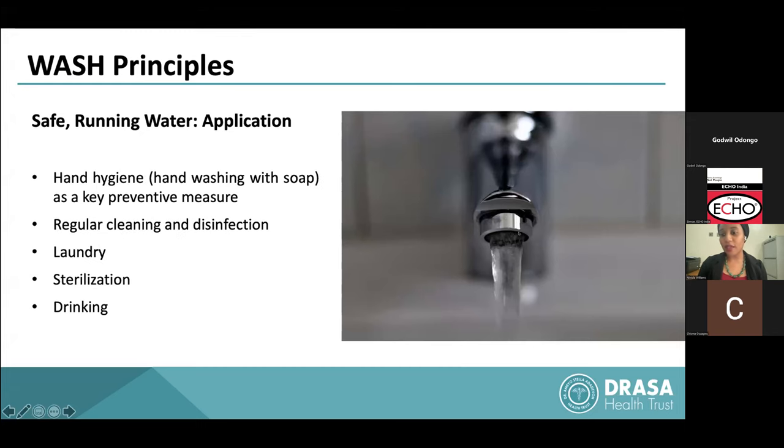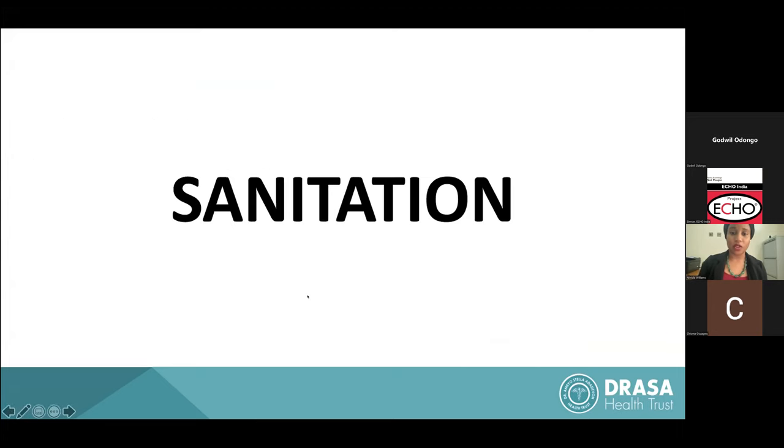Okay, I can see, yep, one facility has reported a borehole. Thank you for that. So what do we use the safe, clean water for? We use it for hand hygiene, definitely, as a key preventive measure when it comes to infection control in the health facility. We also use it for cleaning and disinfection, laundry, sterilization, to drink. There's so many applications, and there's so many reasons why we need clean running water.